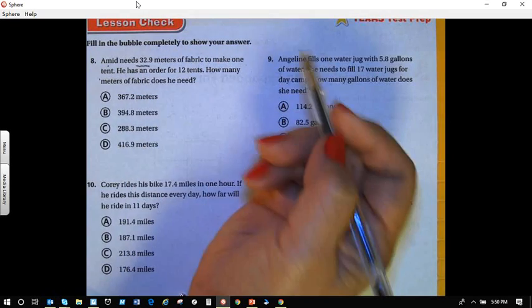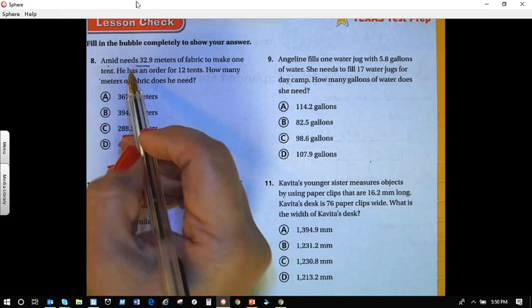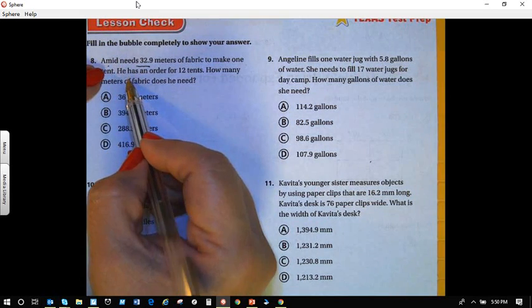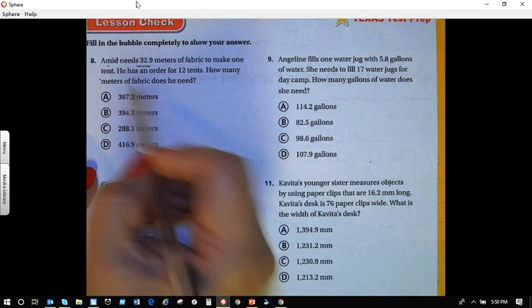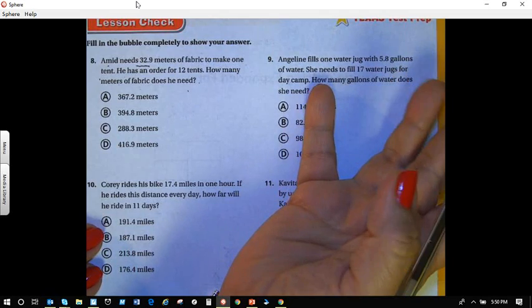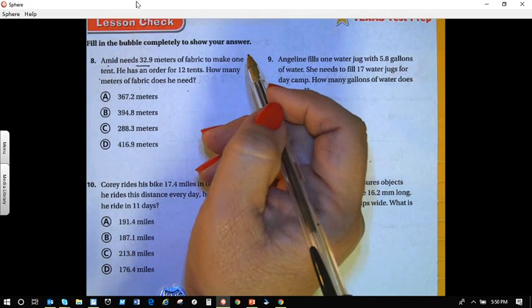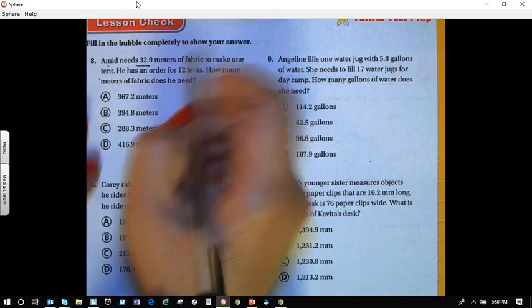That's a lot of fabric. Now, this person here, and I can always put Alex, has an order for 12/10. That's a lot. So how many meters of fabric does she need? So now does it make a little bit more sense when we read it as if it was a short story? Absolutely.